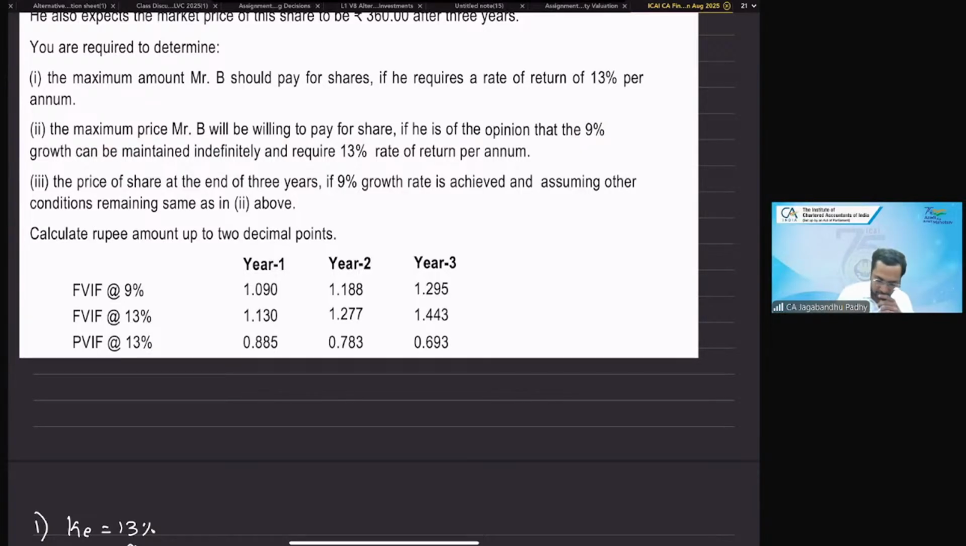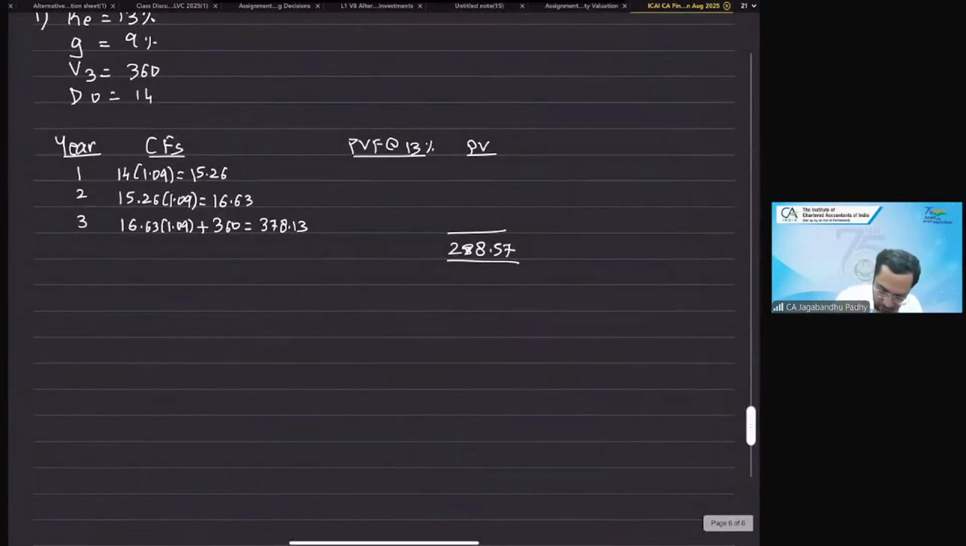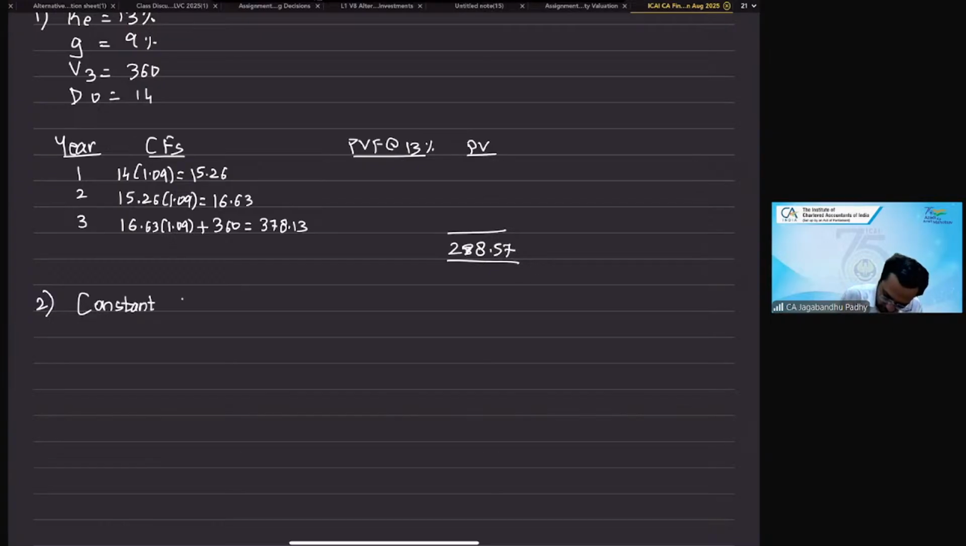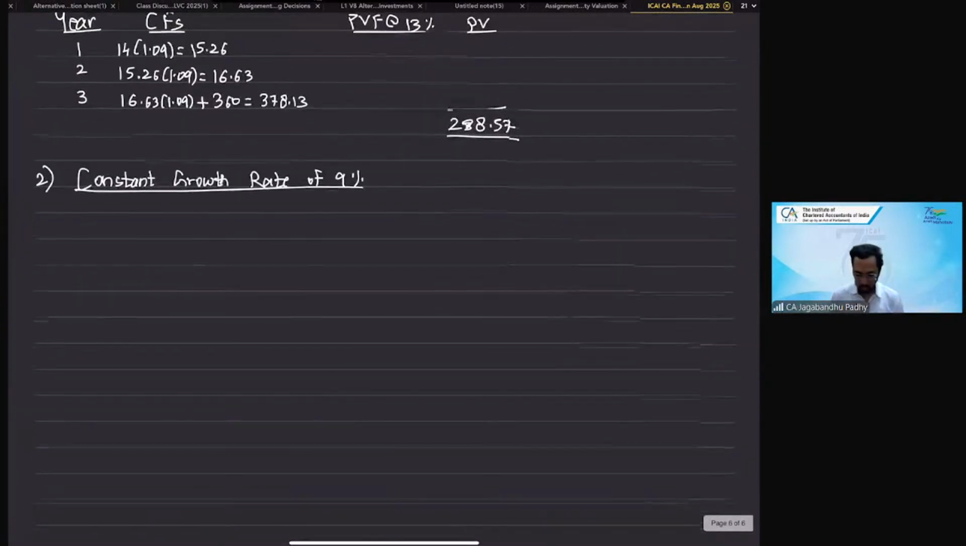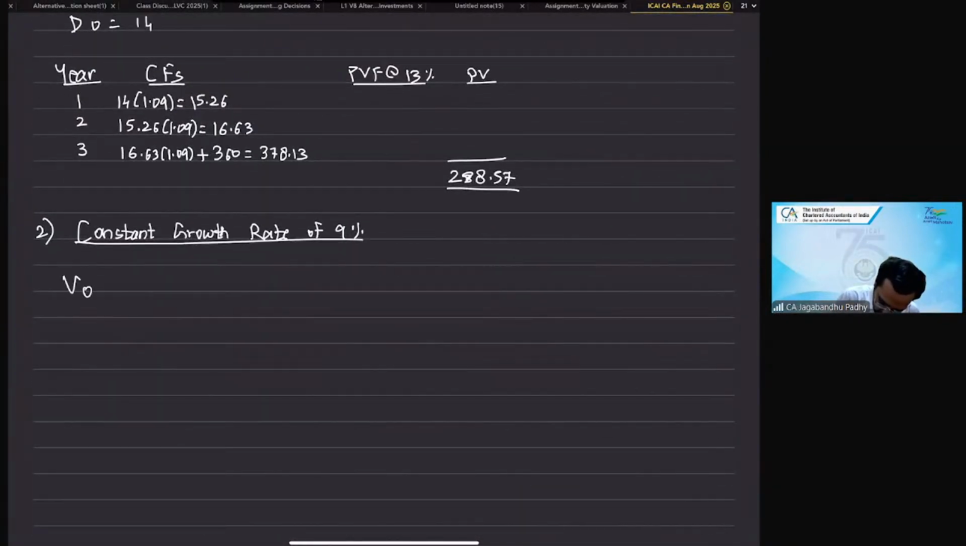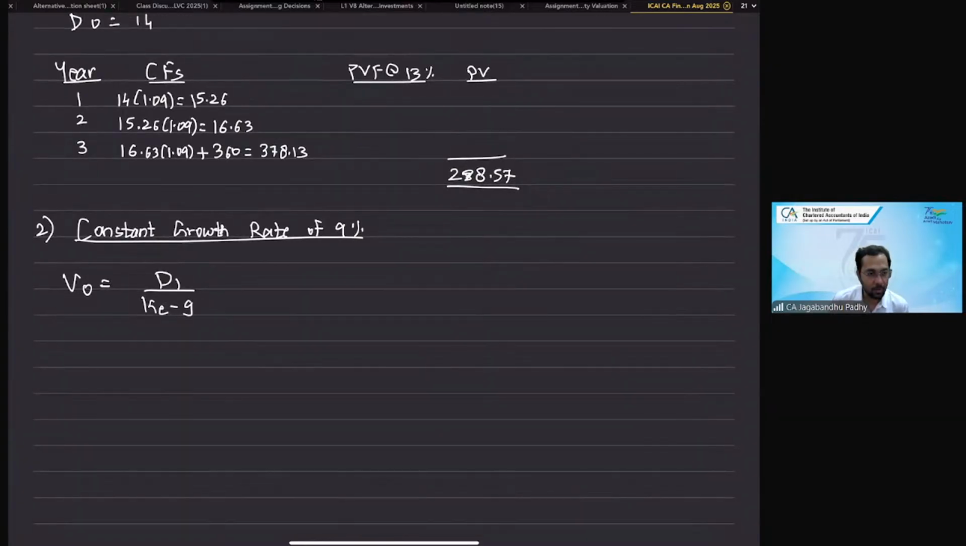So which model are we going to use for the second part of the question? Constant dividend growth rate, right? Constant growth, still perpetuity. So what is the constant growth rate? Constant growth rate of 9%, right? So when we have the constant growth rate of 9%, V0 is D1 upon K minus G.